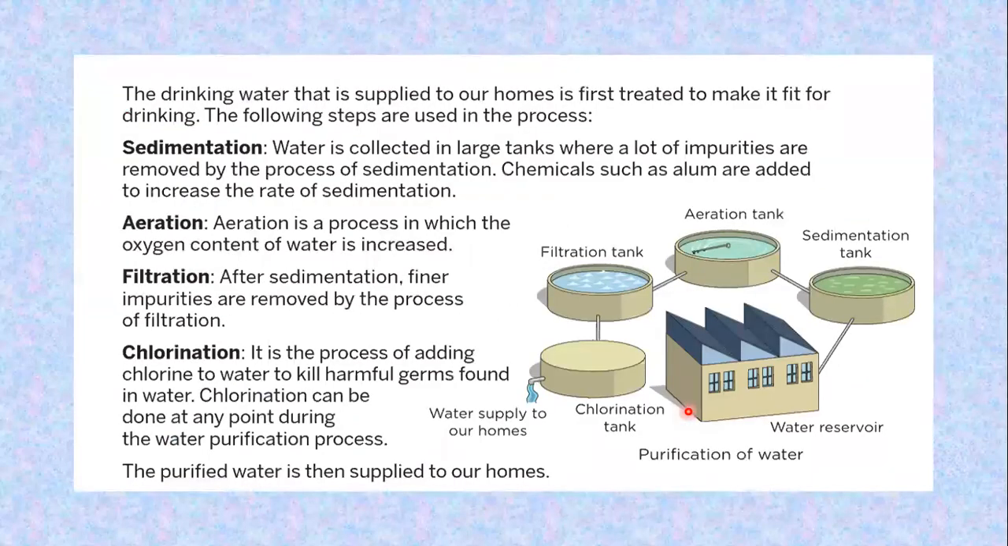Other methods are also there. First of all, we'll discuss how the municipal corporation purifies the water for you. The drinking water that is supplied to our homes is first treated to make it fit for drinking. The following steps are used in the process. First of all, sedimentation. Water is collected in large tanks where a lot of impurities are removed by the process of sedimentation. Chemicals such as alum are added to increase the rate of sedimentation.